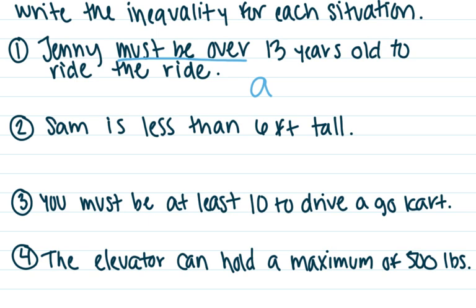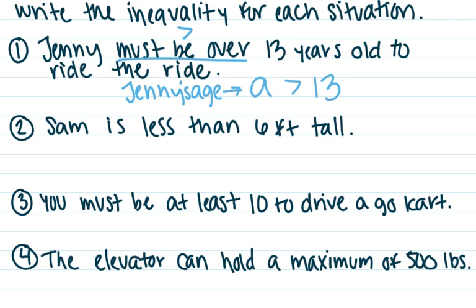So let's think about that. Can she be 13 and still ride this ride? No. It says she has to be over 13. So that means that it has to be greater than 13. It can't be greater than or equal to because it says she has to be over 13. And so our symbol is going to be greater than, and how much does she have to be greater than? She has to be greater than 13. So our inequality is going to be A is greater than 13. And again, A stands for Ginny's age.